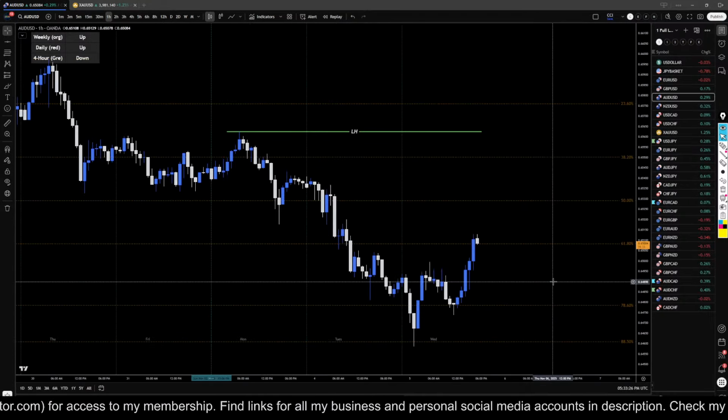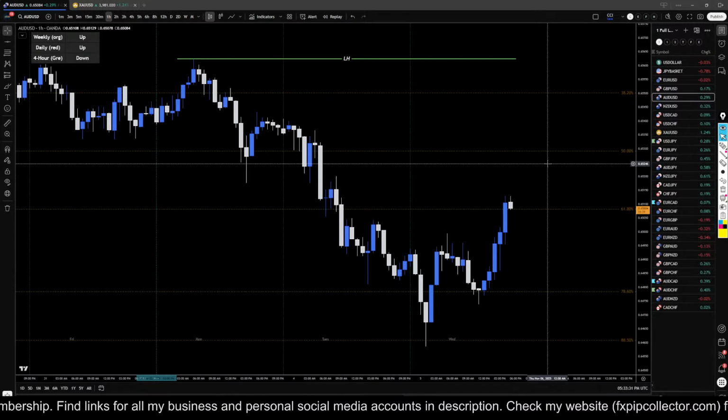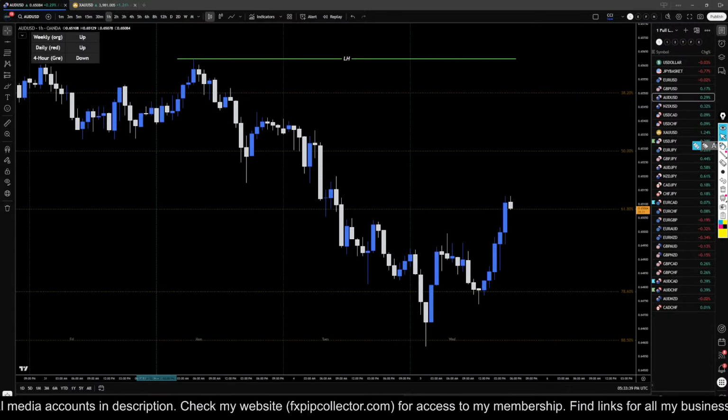Oh wow, that Aussie dollar would have been a nice trade today. I wish I would have seen that actually. This is what I call a bread and butter trade. We were talking about these bread and butter trades in my Zoom meeting yesterday. These are the trades that I think put the bread and butter on the table.